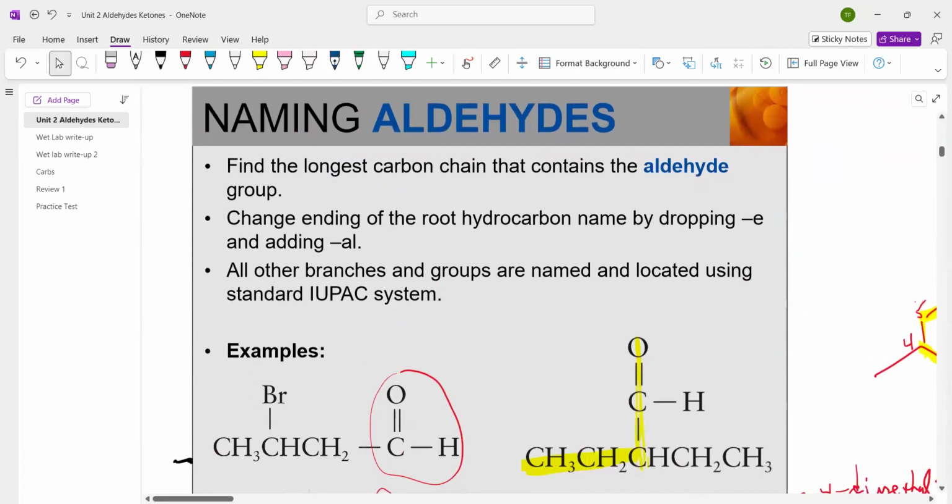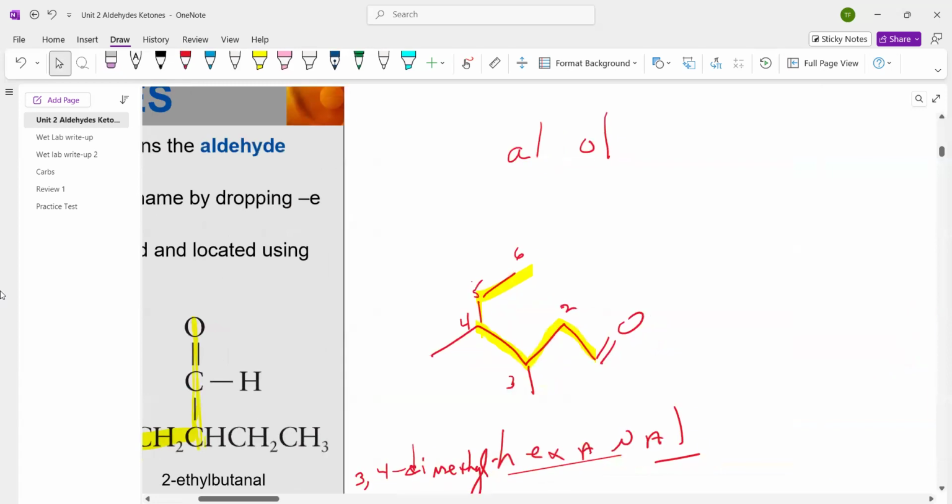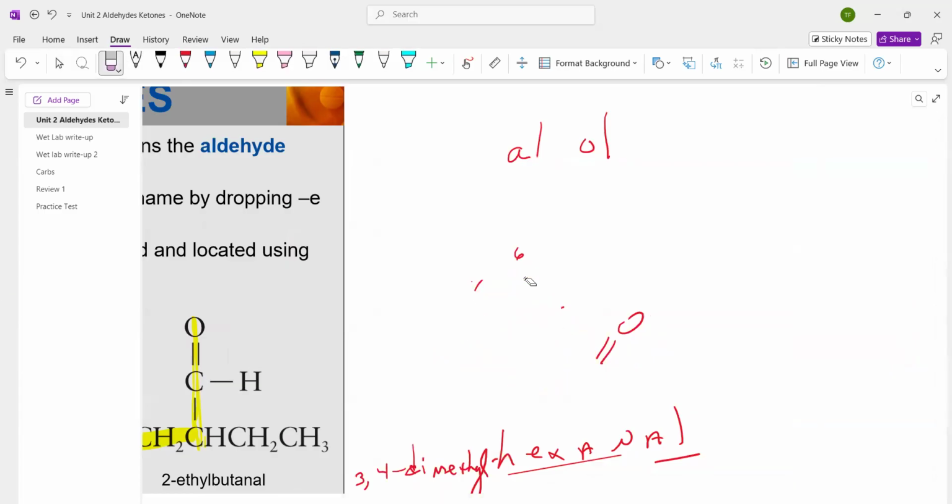Okay, so naming an aldehyde is going to be aldehyde. And of course, the backbone is going to be on the longest carbon chain, including the aldehyde group. So I gave this as an example before. Let's do one real quick.